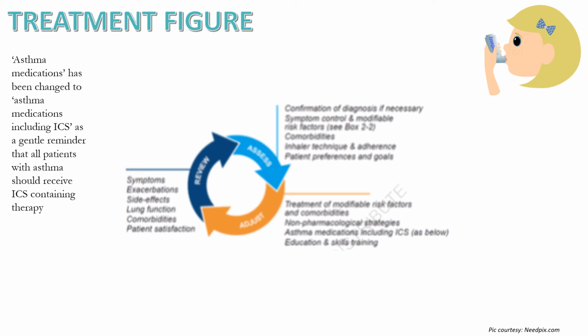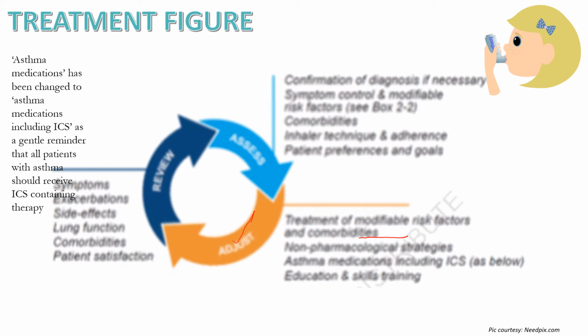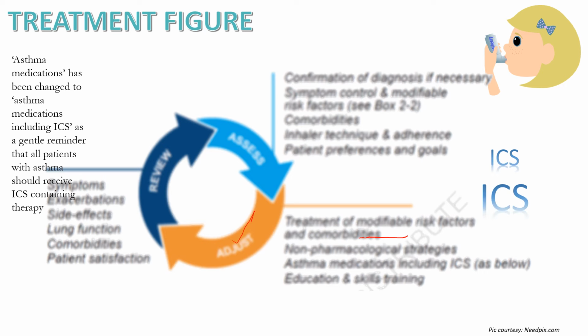In the treatment figure, asthma medications has been changed to asthma medications including inhaled corticosteroids, as a gentle reminder that all patients with asthma should receive inhaled corticosteroid containing therapy. So this is what I am talking about. The photograph is slightly blurred, but this is what GINA says, that asthma medications include inhaled corticosteroids. Here again it is adjust. So what is important is that the entire stress is on inhaled corticosteroids.